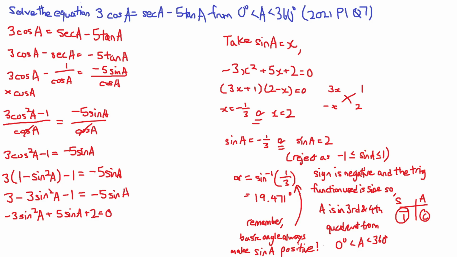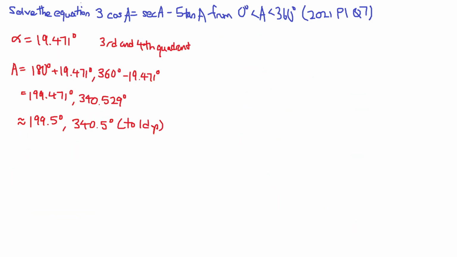So from there, it's very simple. All we have to do is use the values from those quadrants to get answers. So 180 plus 19.471 and 360 minus 19.471, and to one decimal point, we should get 199.5 and 340.5 degrees. And we solve the question. It's those two values. Quite simple.